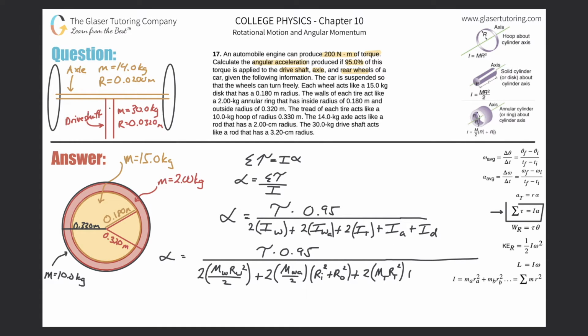Then we have the axle. Remember, there's only one axle, so we're not multiplying it by 2. It says the axle acts like a rod. You might notice that there are several pictures in the book, but the way the tires are rotating, the rod is also rotating this way. So it's rotating about a center axis. This picture is what it's going to be, and plugging in the formula, it's going to be the mass.